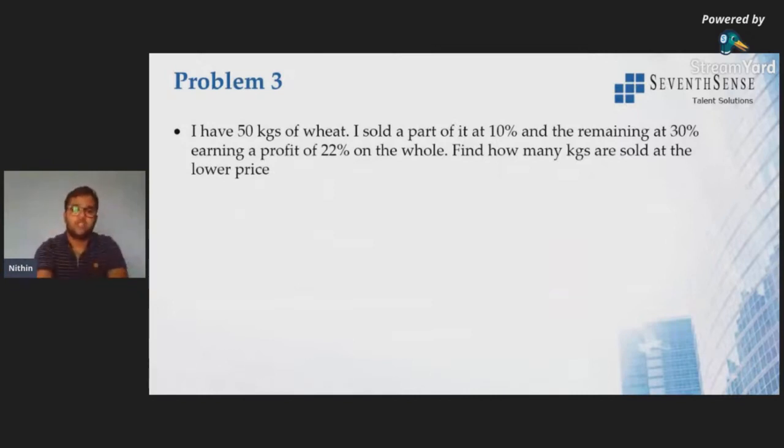Here, lower price is nothing but 10%, right? Higher price is nothing but 30%. Simple understanding. If it is 100 rupees, lower price is nothing but 110, 10% of that, then higher price is nothing but 30%, which is 130. Something like that. Understand that. Now they are asking, find how many kgs are sold at lower price. Aditya says it is 20 kgs. Understand what will be the answer. Lower price will be 10%.